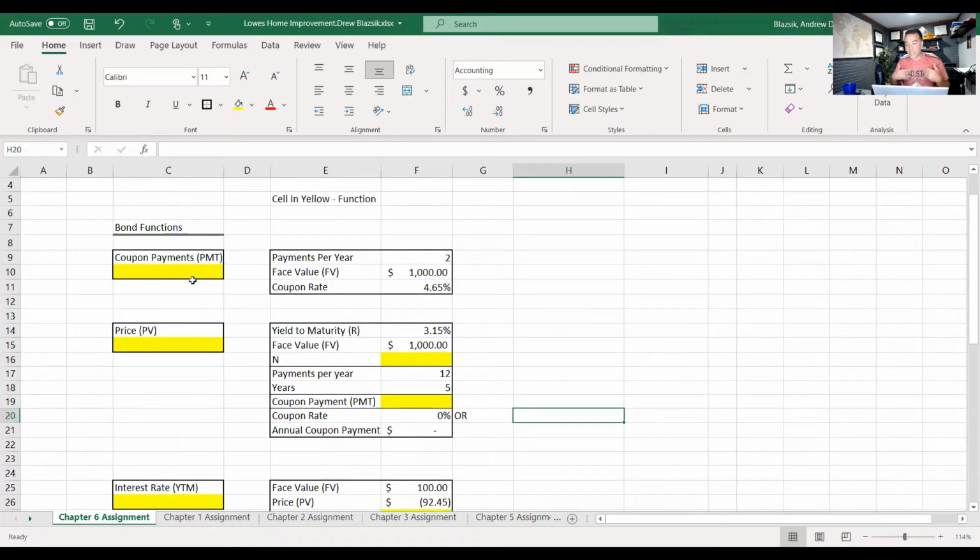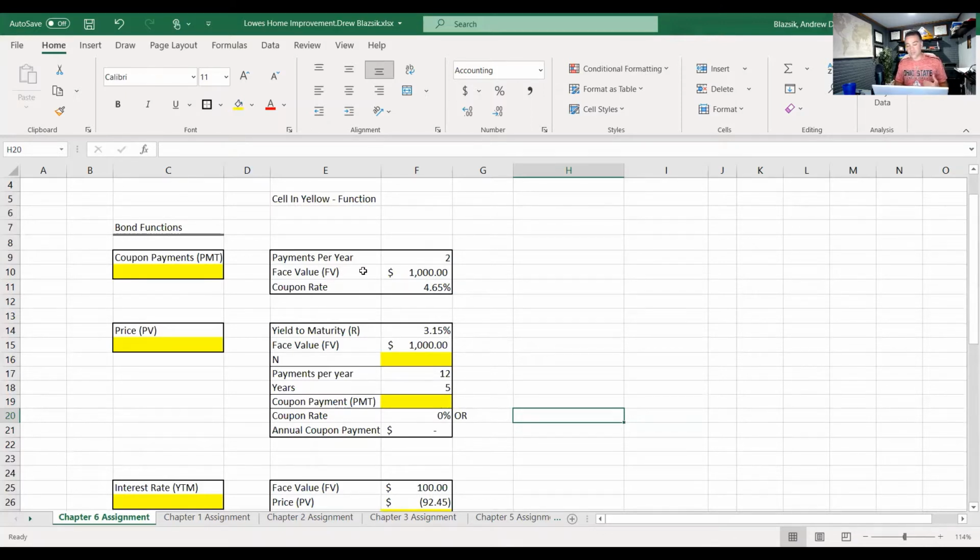We have to understand what a coupon payment is. These are the three variables that you need. You need the payments per year. I originally had it as N, number of payments, but that's incorrect. It's how many payments the bond promises to pay you a coupon payment per year. Now, typically they're semi-annual. That's why I have two here. So semi-annual is twice a year. If it's 12 times a year, you hit 12. If it's 6 times a year, you hit 6.